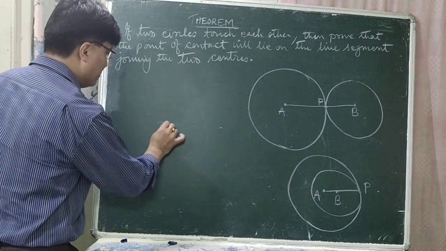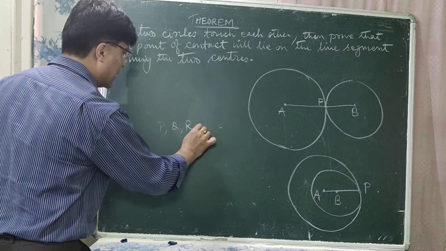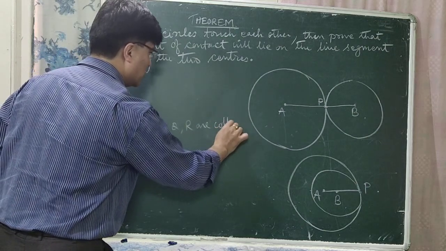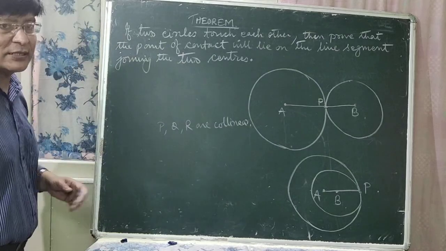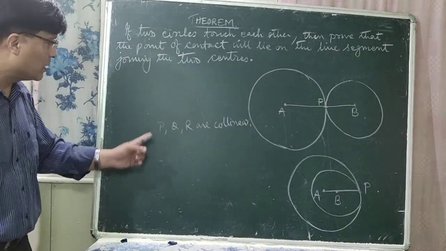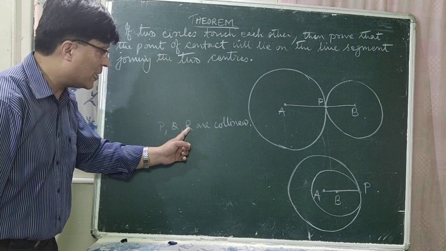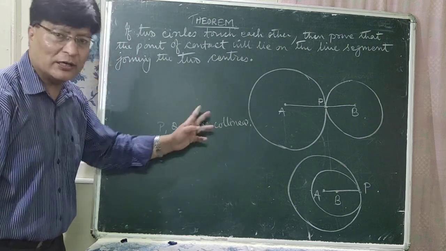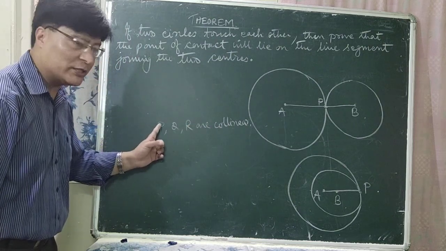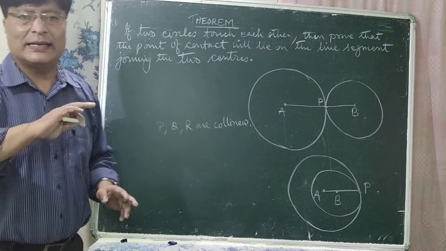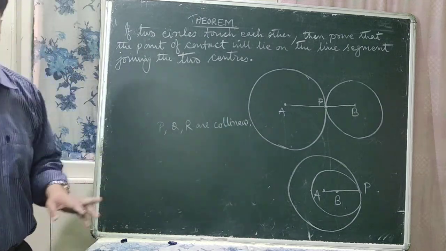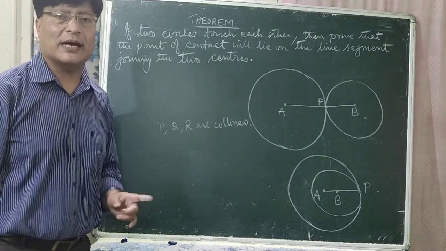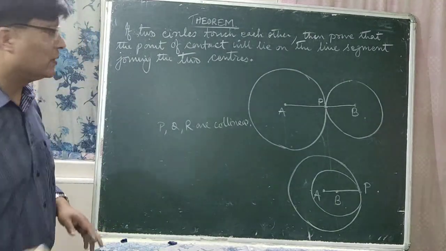Suppose you will say P, Q and R are collinear. C-O-L-L-I-N-E-A-R. Collinear means lying on the same straight line. P, Q, R are collinear means all these points P, Q and R lie on the same straight line. So if they lie on the same straight line, then the 3 points are said to be collinear. Is that clear?